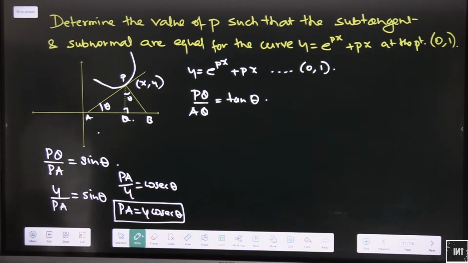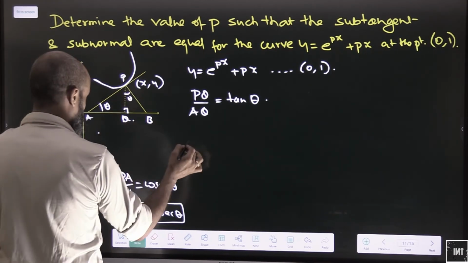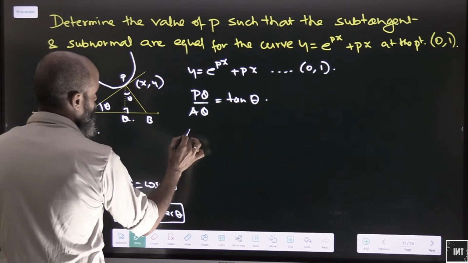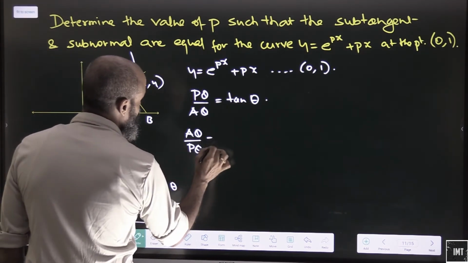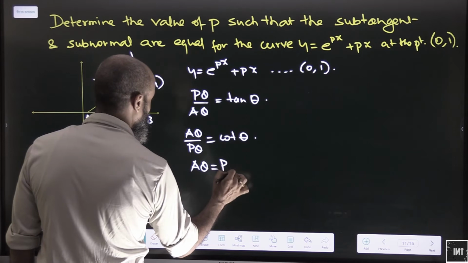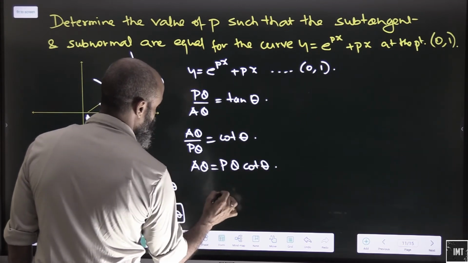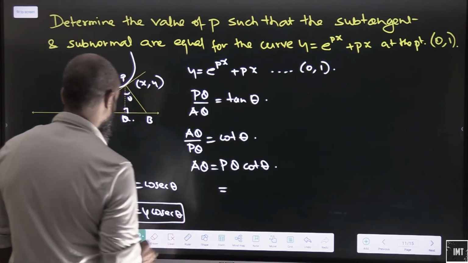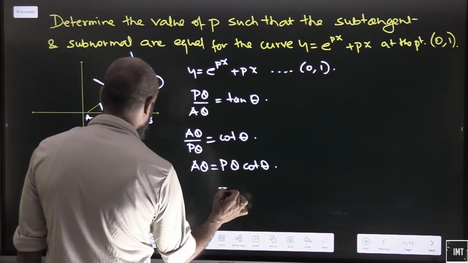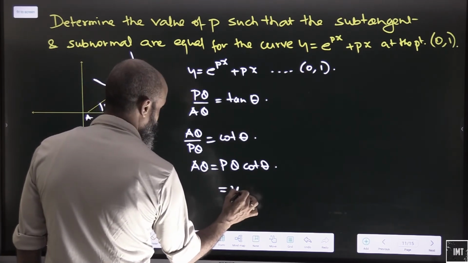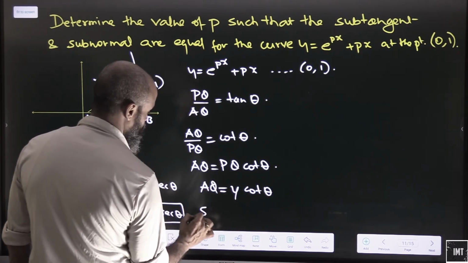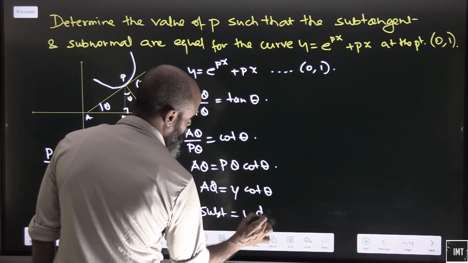PQ by AQ will be equal to tan of theta, or we can say AQ by PQ is equal to cot of theta. So AQ will be equal to PQ cot theta. AQ will be basically y cot theta. So AQ, or the subtangent length, will be equal to y dx by dy.